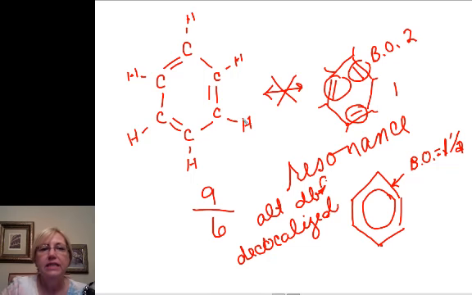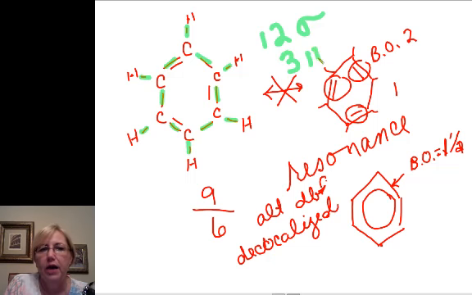So that's pi bonds and sigma bonds. If we wanted to go ahead and count this one, we would see that we have 1, 2, 3, 4, 5, 6, 7, 8, 9, 10, 11, 12 sigma bonds, and then the 3 pi bonds.